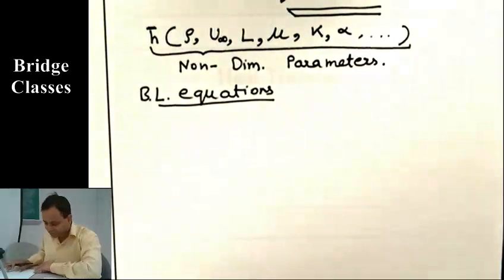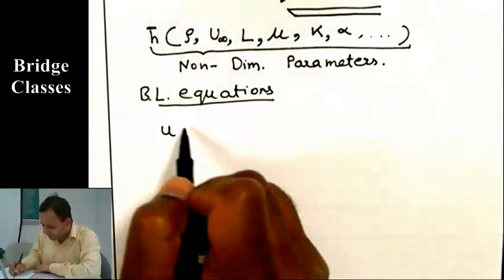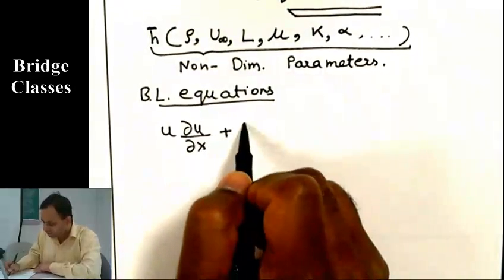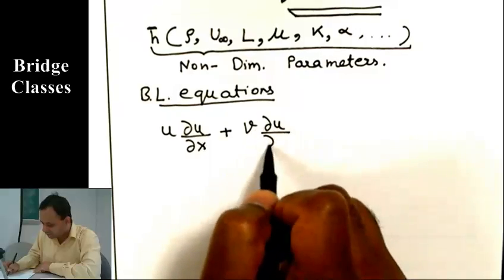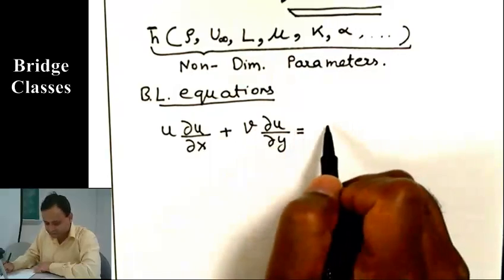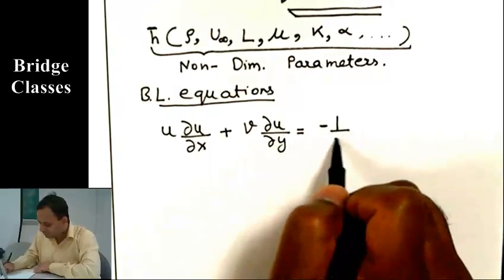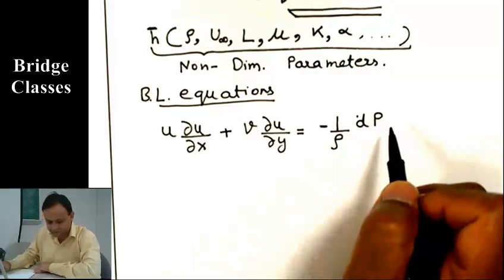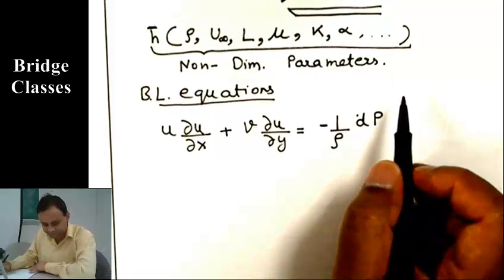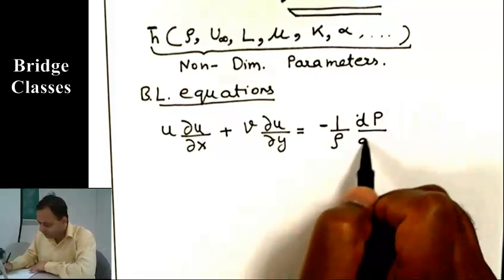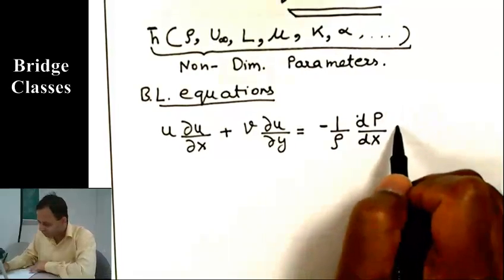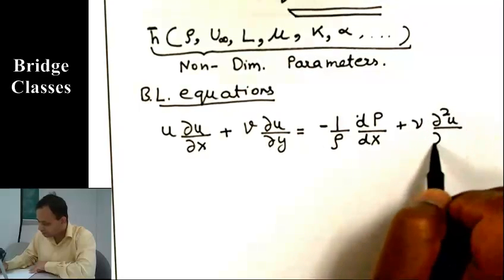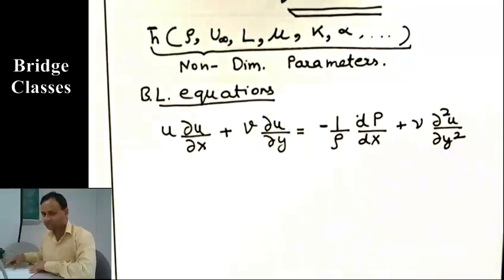the momentum equation in the x direction: u ∂u/∂x plus v ∂u/∂y equals negative 1 over rho dp/dx plus nu ∂²u/∂y². This is the equation.